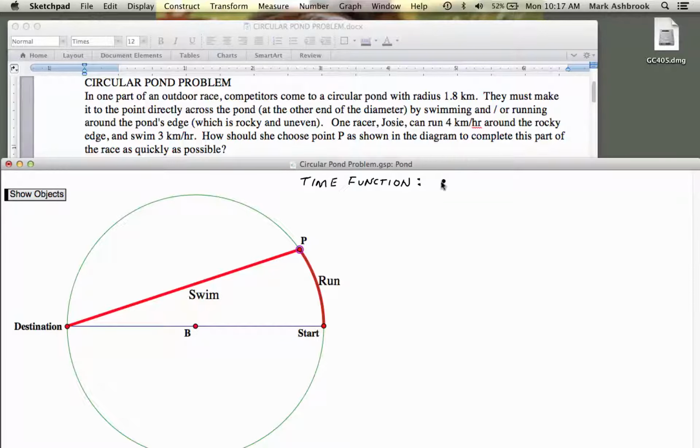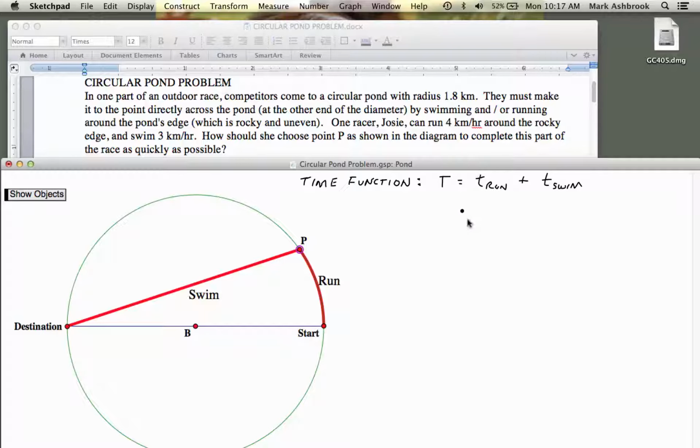And so the structure of that function is going to look like this. We said this in class. The time it takes her to run to point P, and then the time it takes her to swim from point P to the destination. So we can say T for the run plus T for the swim. So that's going to be the structure of our time function.